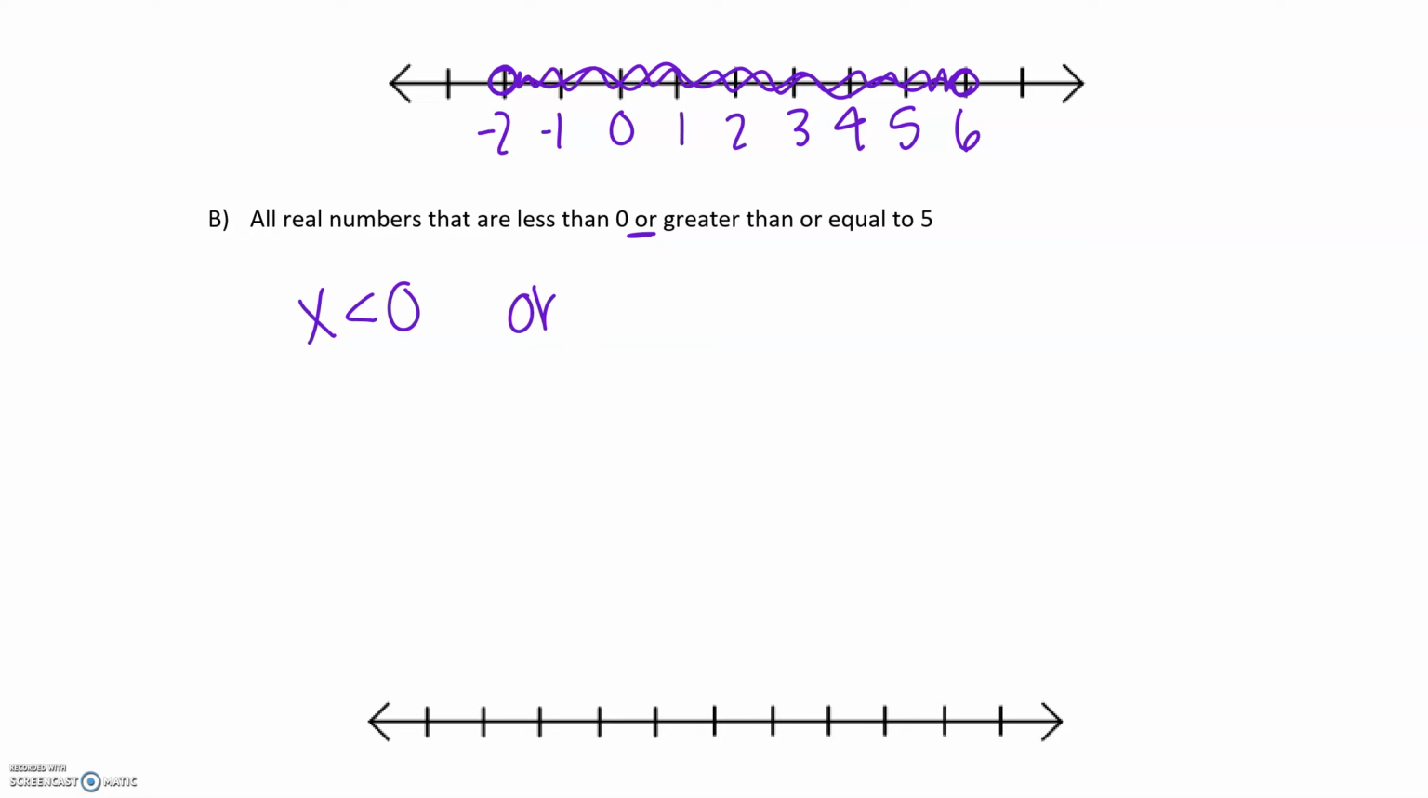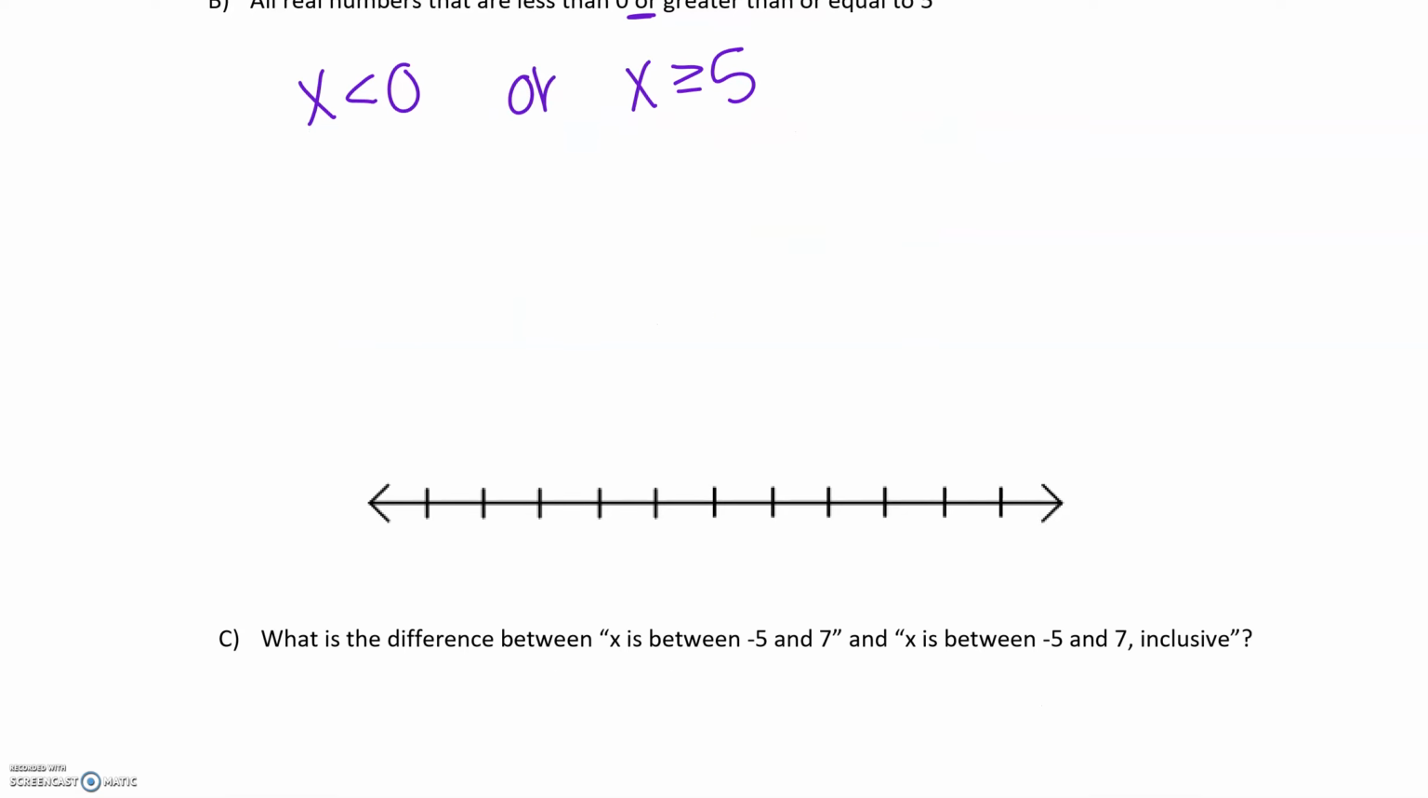Or we just write the word "or" in the middle. And we have x is greater than or equal to 5. So greater than or equal to 5. So if we come down here, we have 0, 1, 2, 3, 4, 5.